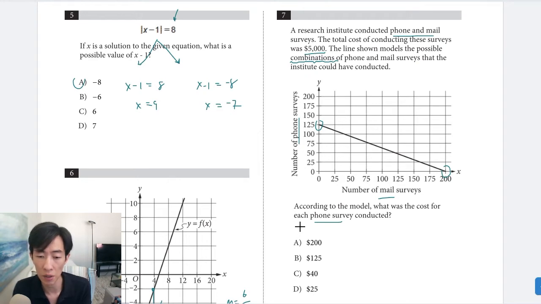If they're asking for the cost of each phone survey, you can take any point on the graph, but I would recommend taking the easiest point, which is right here, because 0, 125 shows that if you buy 0 mail surveys and you buy 125 phone surveys, then essentially you're using all $5,000. So to find out what the cost of each phone survey was, you basically just take 5,000 and you divide by 125. And obviously, if you do 125 into 500, that's 4. So this is going to be about 40. And so C is going to be the answer.